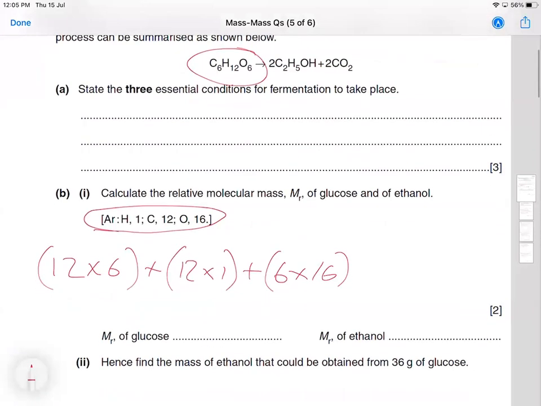I think it's 180 something, if I'm not mistaken. Or it's even bigger, I don't know. It could be even bigger. I don't have a calculator with me, so I can't have a look. 180. 180, yeah, that makes sense.